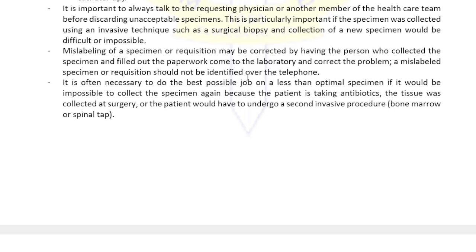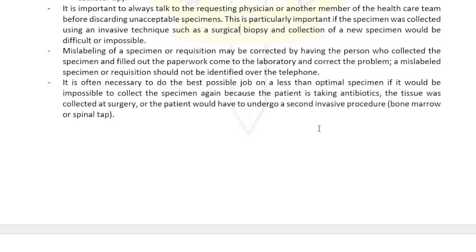It is often necessary to do the best possible job in a less than optimal specimen. It would be impossible to collect the specimen again because the patient is taking antibiotics. The tissue was collected at surgery, example, or the patient would have to undergo a second invasive procedure, yung sa CSF collection or the bone marrow or spinal tap. So yung mga yon, just because walang label, tapos CSF specimen, i-reject mo. No. It depends on the situation.